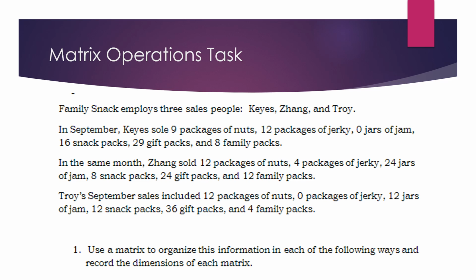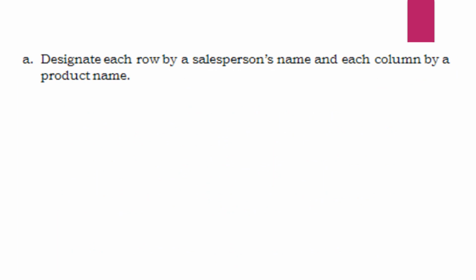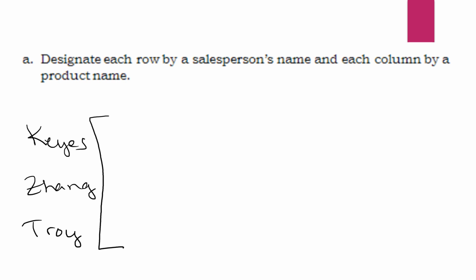And then our first example, this first matrix, they would like us to designate the salesperson's name for the row and the product by the column. You can write each of these out individually, or you can abbreviate if you write big like I do and need to save a little space. So my first person was Keys, and then Zhang is my next person, and the last salesperson is Troy. So right now I've got 3 rows for this matrix, and we'll kick it all the way out here.